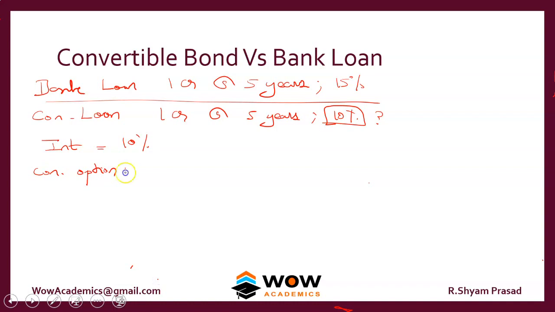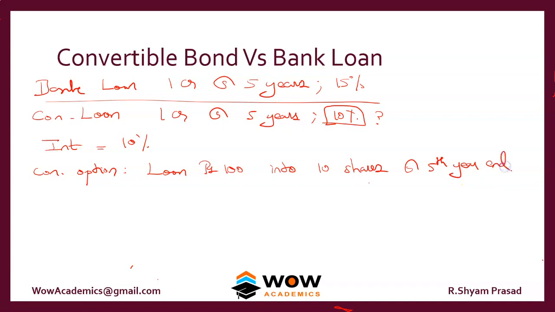So what happens is the company makes a promise. The promise works like this. A loan of, for example, 100 rupees can be converted into 10 shares at the fifth year end. So this is the option they give you. Now we will work out the option. Assume the price today, the current market price, is 10 rupees per share.